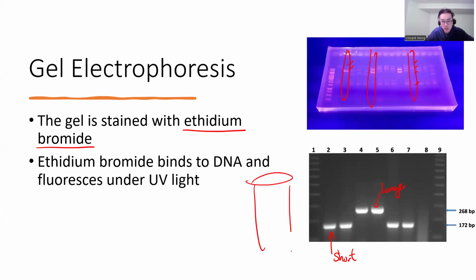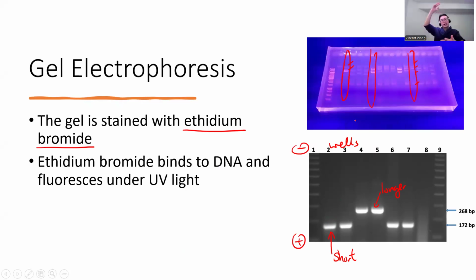Think of the play structure I was telling you about. The longer ones get stuck here, the bigger ones, right? Just like I got stuck. So the closer it is to the well, that's where the wells are up here. Right? The wells are up here. This is the negative, this is the positive. The closer the samples are to the wells, the bigger the DNA strand is going to be.